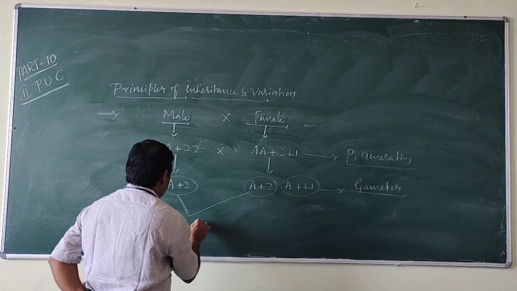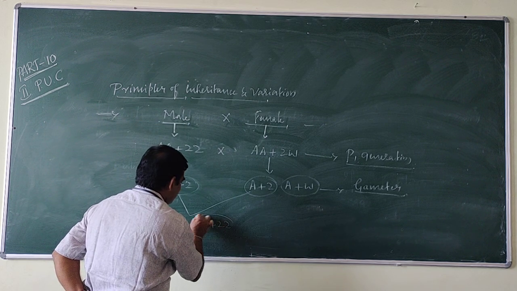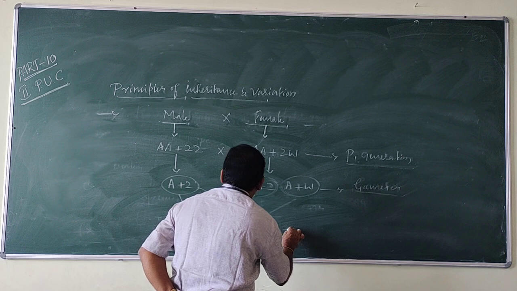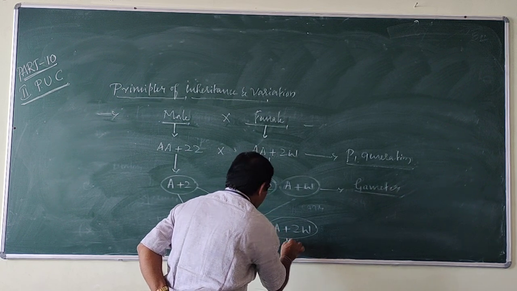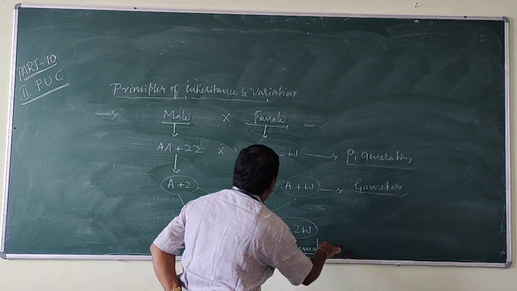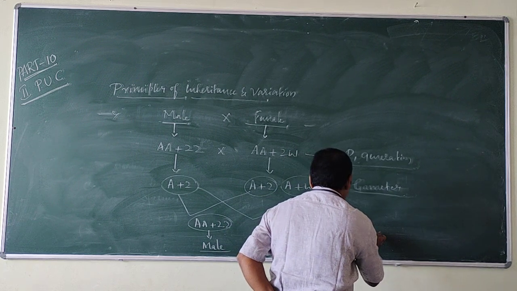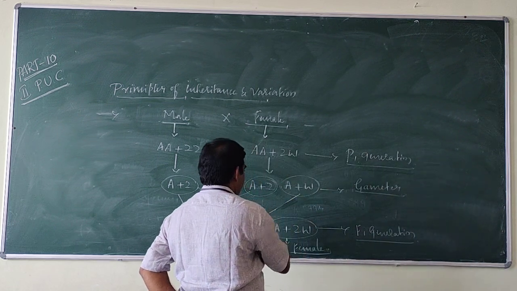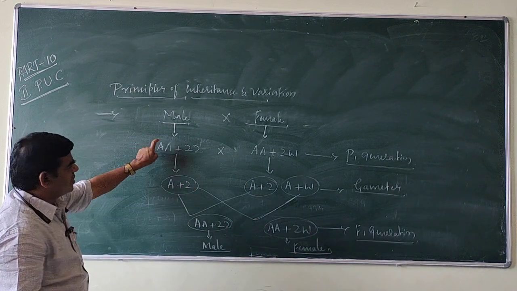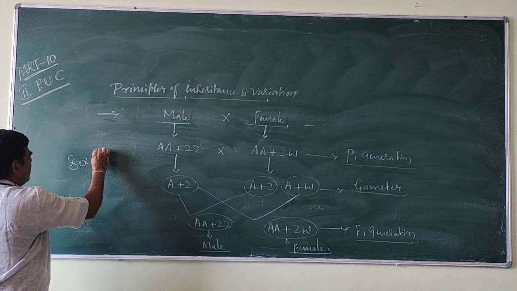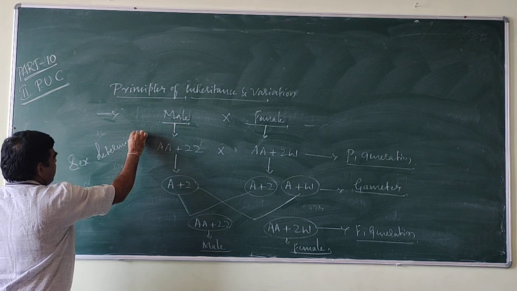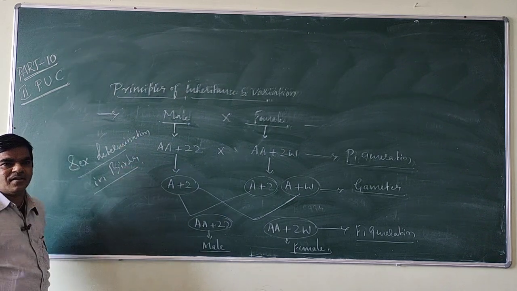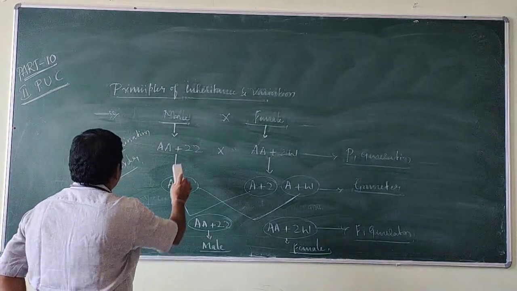Then fertilization: A plus A plus Z is male. Then A plus ZW is female. This is the F1 generation. This is the sex determination in birds. Clear? Next, please.